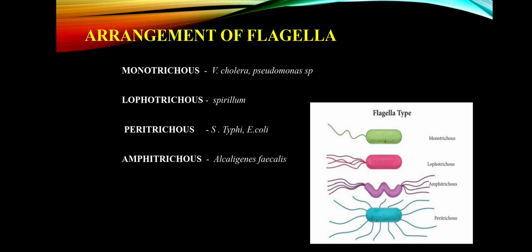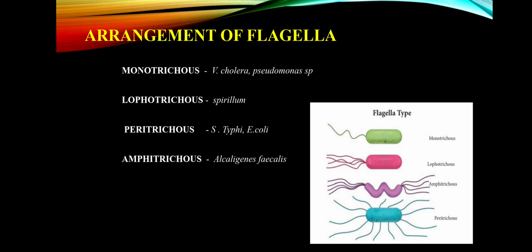First one, monotrichous. Some organisms have a single polar flagellum. This condition is known as monotrichous. For example, Vibrio cholerae and Pseudomonas species. Next, lophotrichous. Some organisms possess a cluster of flagella at one end. This condition is known as lophotrichous. For example, Pseudomonas fluorescens and Spirillum.